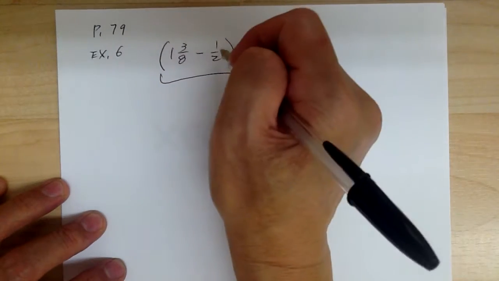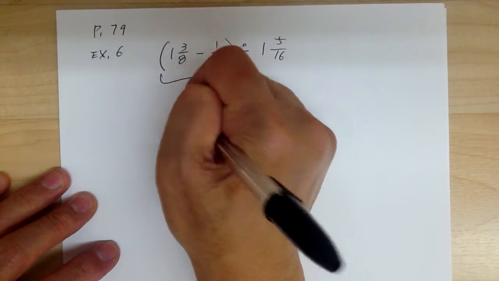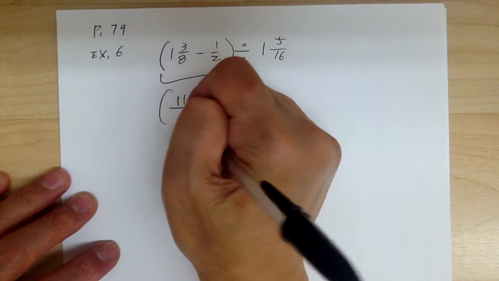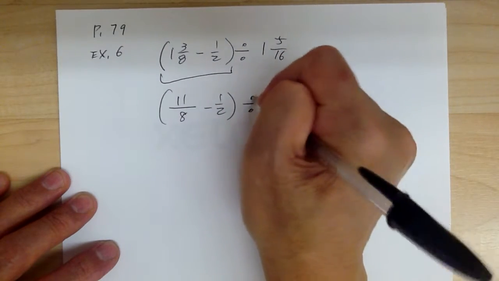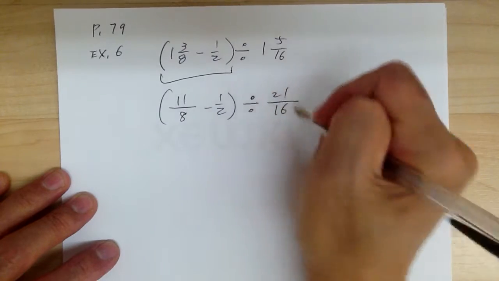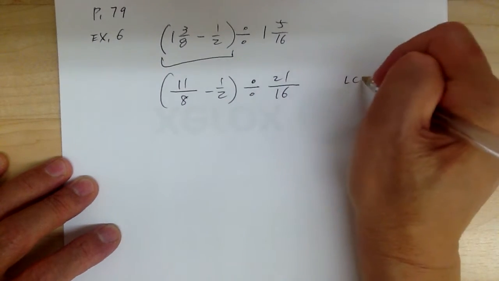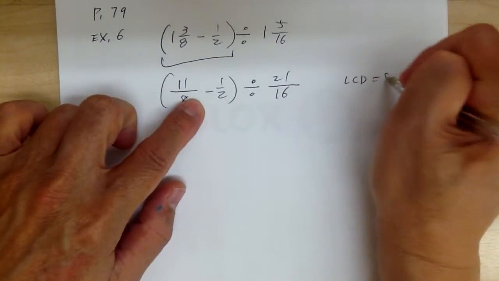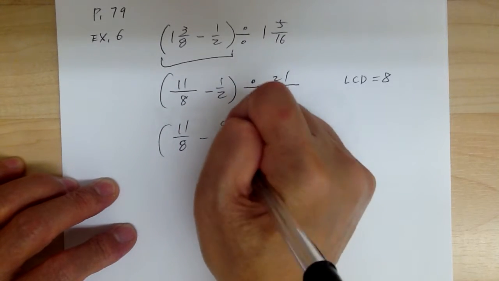So again, let's convert into improper fractions. You're going to get 11, and you have to follow through with your parentheses, right? So 11 over 8 minus 1/2, divided by, and again I'm going to convert it into an improper fraction, 21 over 16. To subtract, you have to get your LCD. So LCD, just this part over here, not worrying about the other part. LCD for this part is equal to 8. So you get 11 over 8 minus 4 over 8.